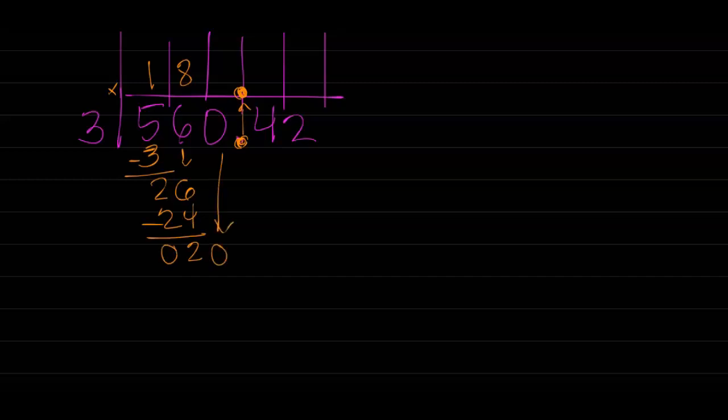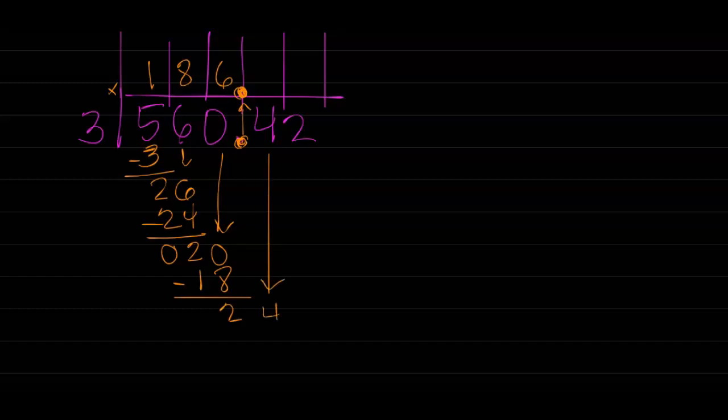Bring down your 0. If you have 20, can you make groups of 3? Absolutely. You can make 6 of them. That's 18. We could almost make 7, but that would be 21, and we don't have 21. You have to think about what you have, because division starts with what you have. Okay. 20 minus 18 is 2.